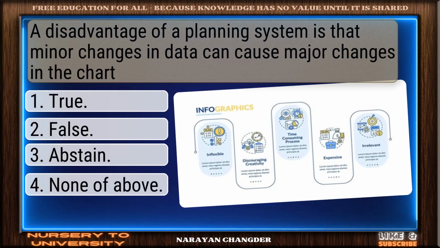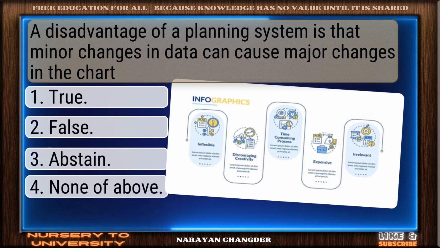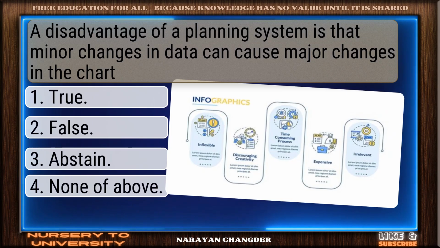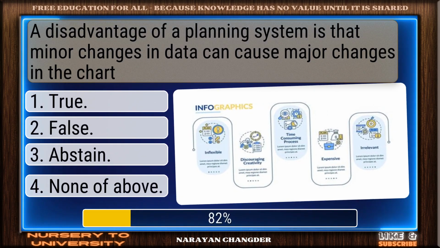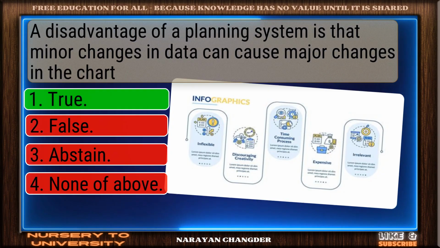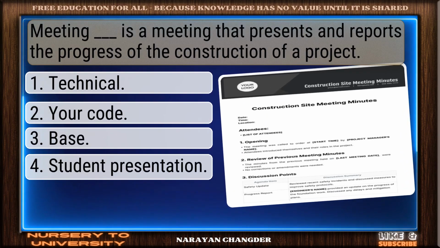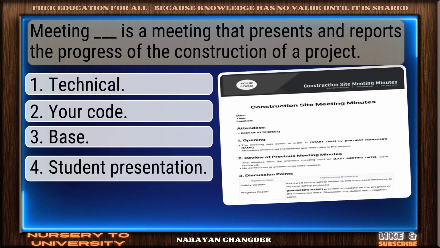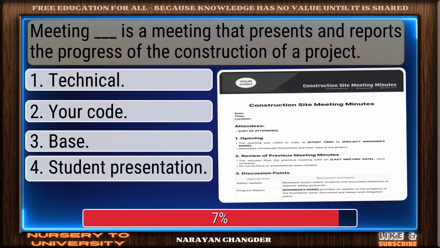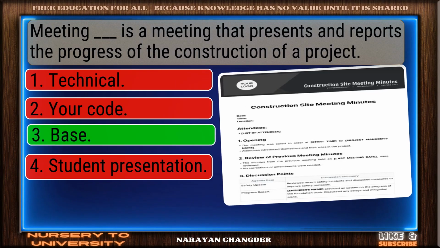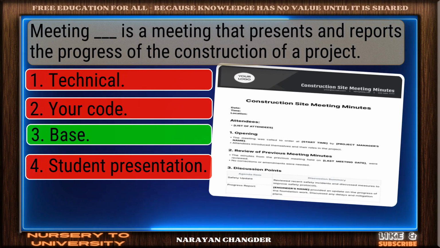A disadvantage of a planning system is that minor changes in data can cause major changes in the chart. You're right. True is the correct answer. Meeting dash is a meeting that presents and reports the progress of the construction of a project. Right choice. Base is the best answer.